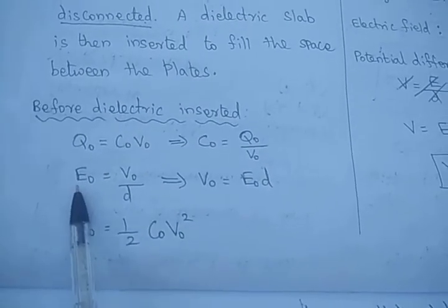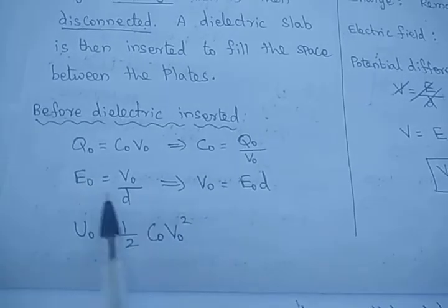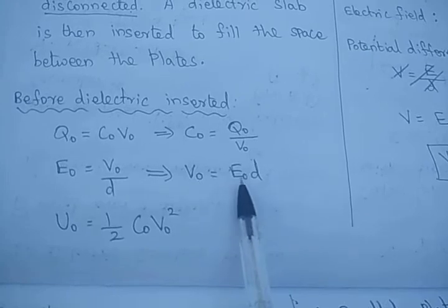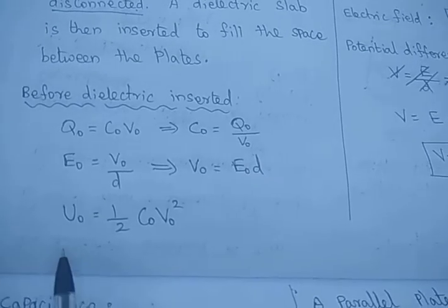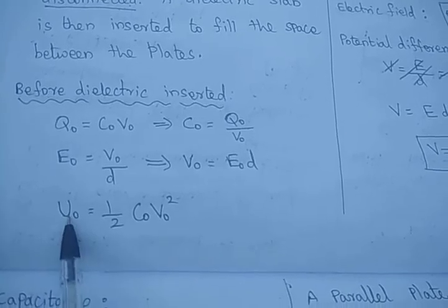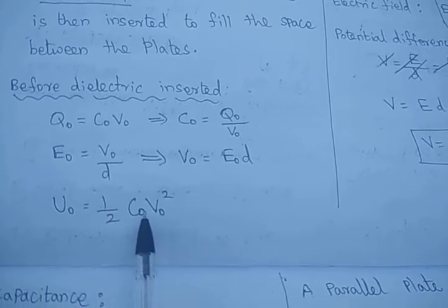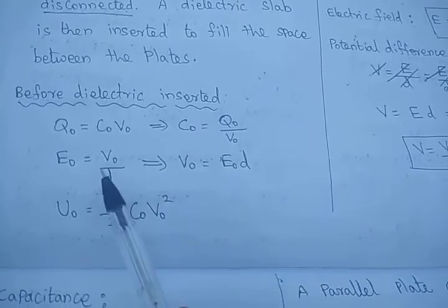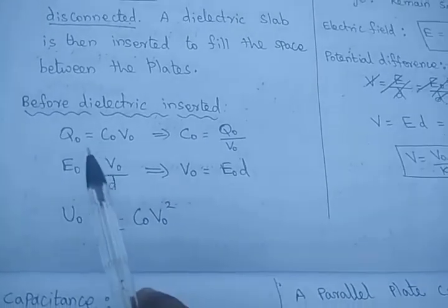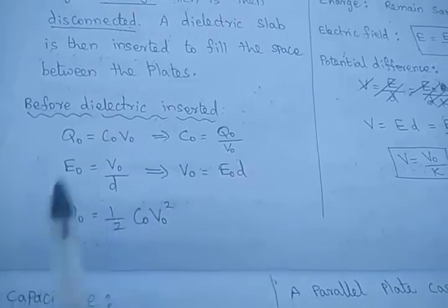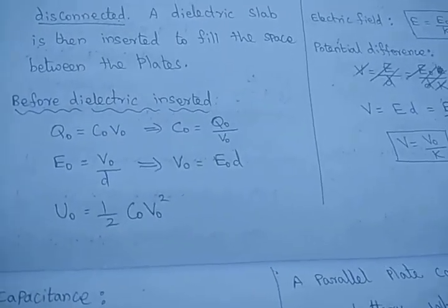Electric field E is equal to V by D. So E0 is equal to V0 by D, so V0 is equal to E0 into D. Also we know the formula for energy stored in the capacitor, U0, which is equal to 1 by 2 C0 V0 squared. That means we are taking the usual formulas, but we put the suffix 0, which represents that no dielectric is present in the capacitor.